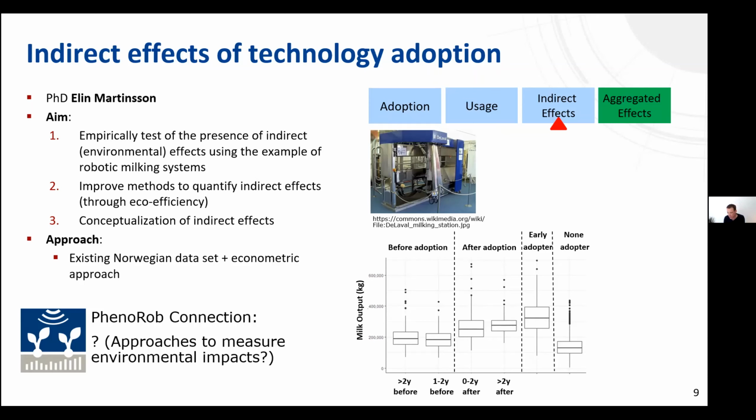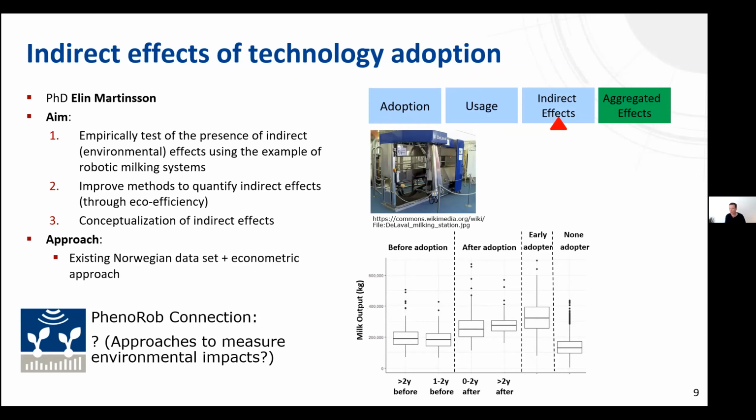And just here as a very preliminary result, what you see in this plot is that with the time of adoption, there is really something happening on the farm. So again, a technology that is primarily intended to save labor seems to be associated with quite drastic changes on the farm. Here, the milk output seems to increase quite substantially at the time of adoption.